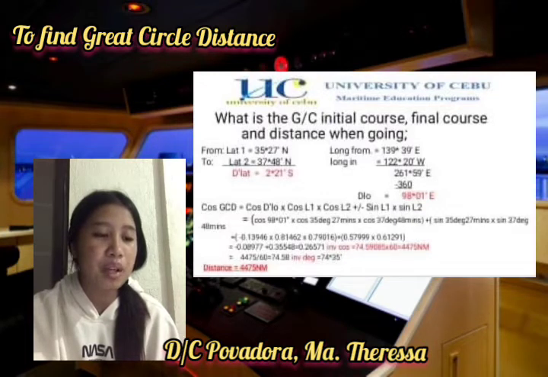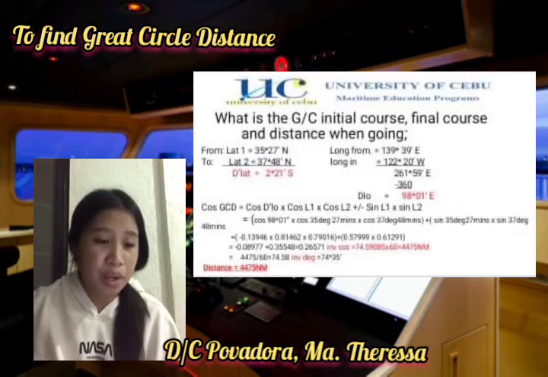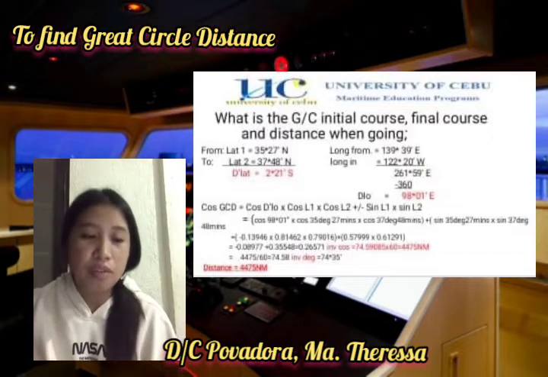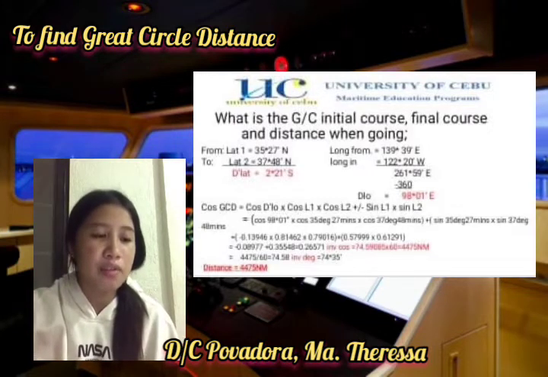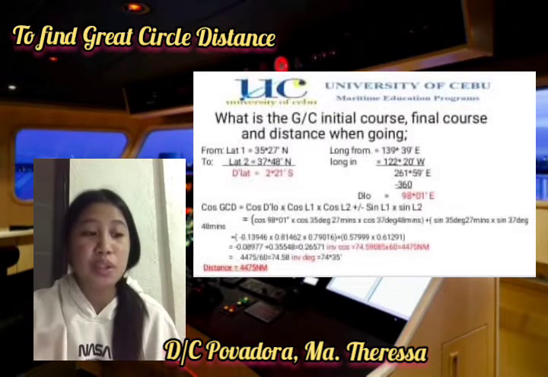Then 74.59085 multiplied by 60 equals 4475 nautical miles. 4475 divided by 60 equals 74.58, or 74 degrees and 35 minutes. So the distance is 4475 nautical miles.